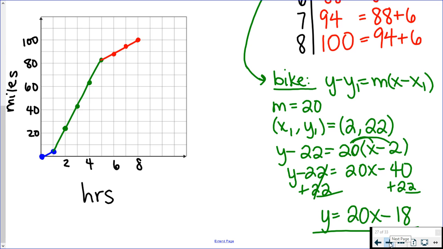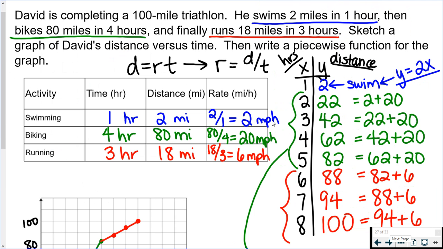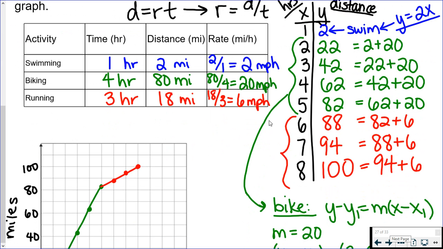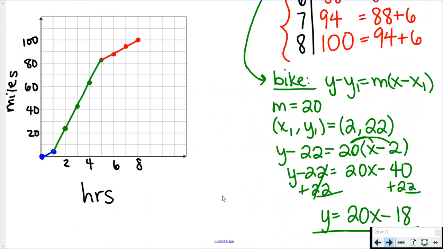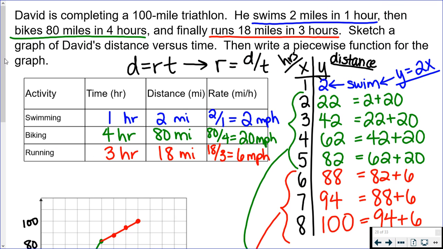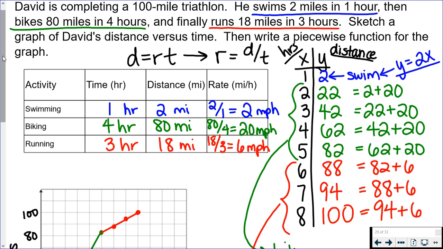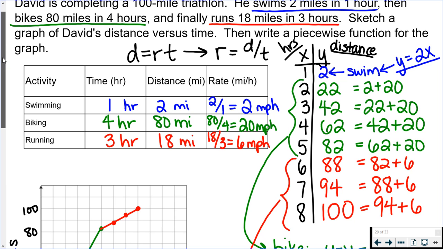We're going to do the exact same thing for running, which is the third piece. And so we're going to use point slope form again. Just like I did before, if you want to try it yourself, pause the video and do it. I highly encourage you do it since I just showed you how to do it with the biking.